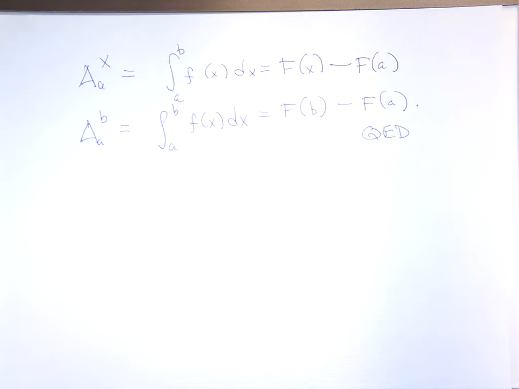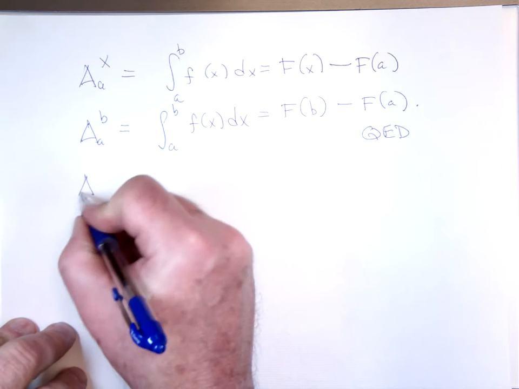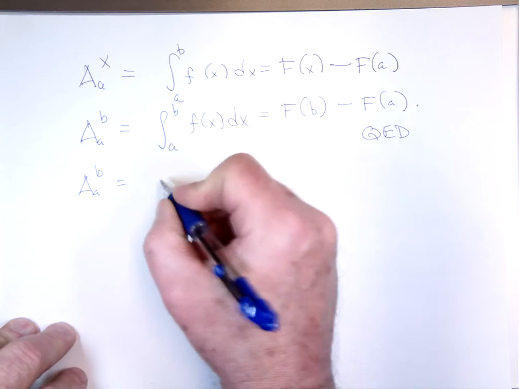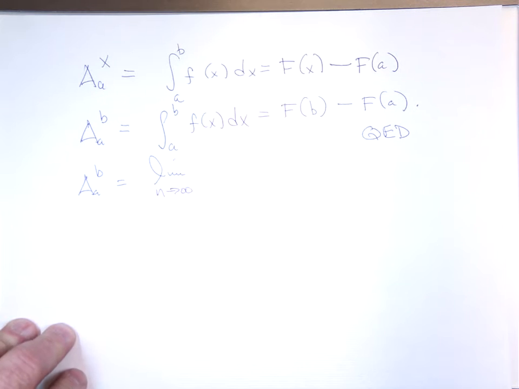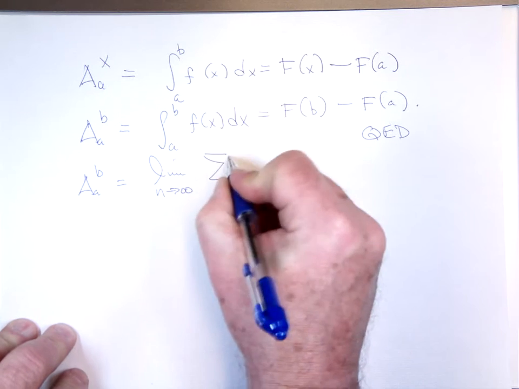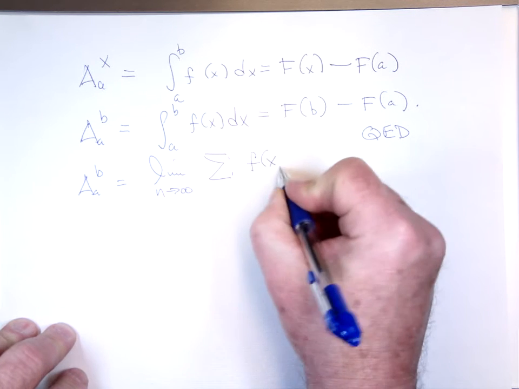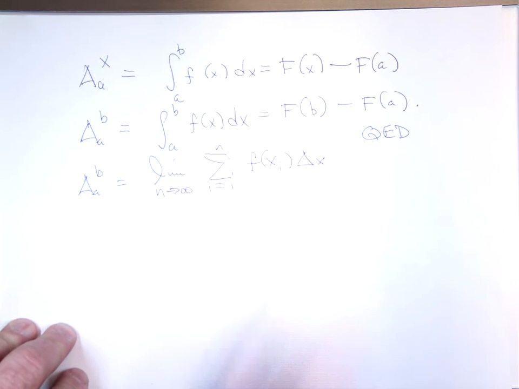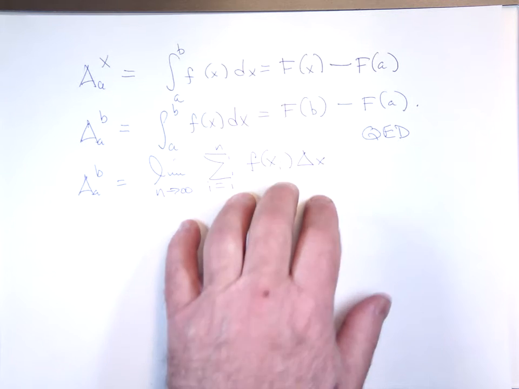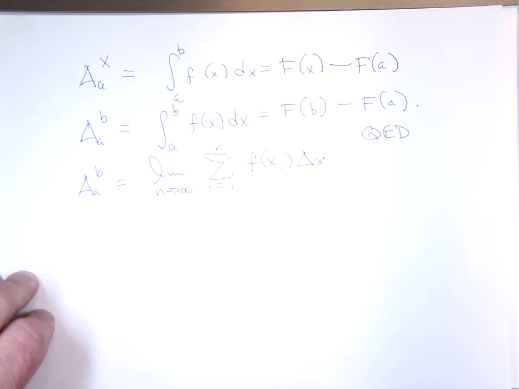Last class, we showed that the area is the limit as n goes to infinity, as the delta x goes to 0, of the sum of f of x sub i delta x, i goes from 1 to n. This is called a Riemann sum. What we did, we divided up that area into rectangles and let the delta x go to 0, let the number of rectangles go to infinity, and got this Riemann sum. What this gives us is this.